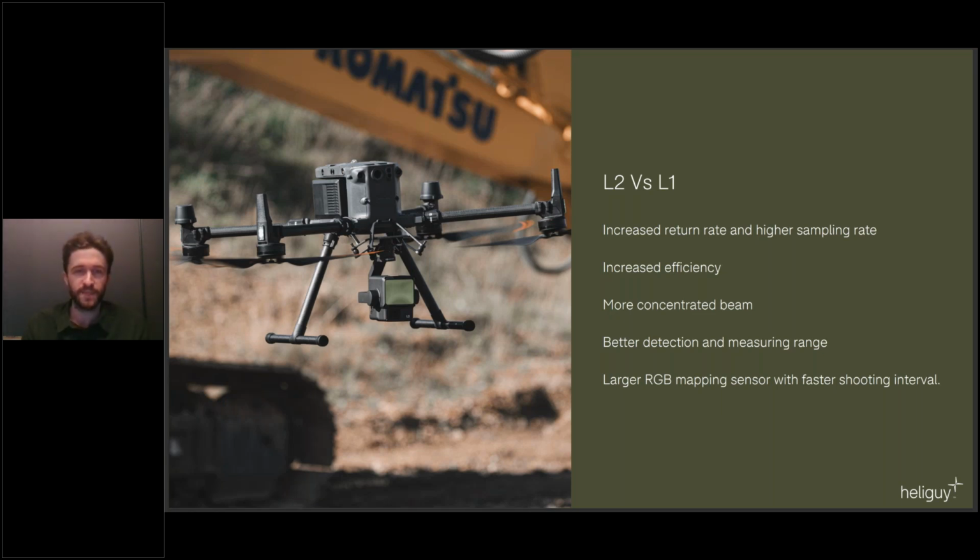So the L2 also has a better detection range. It can detect objects at 50% reflectivity, while the L1 needs 80% reflectivity. That's both from 450 meters, which means you're going to be able to pick up more surfaces, and it can be flown higher and achieve better results. The L2 also has an improved RGB sensor. So this leads to improved colorization of the point cloud, and you see a more true to life model from that.